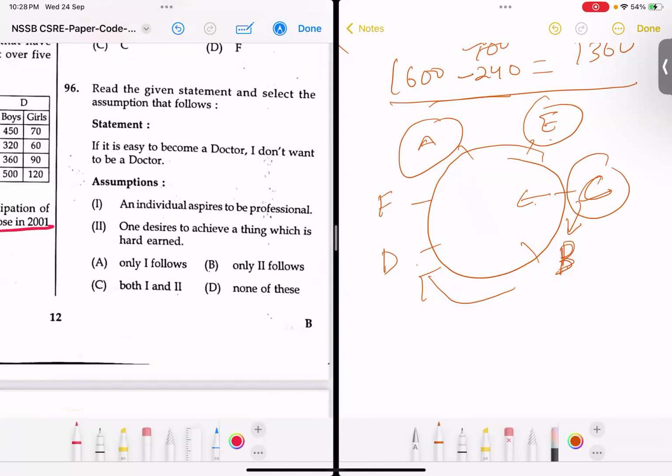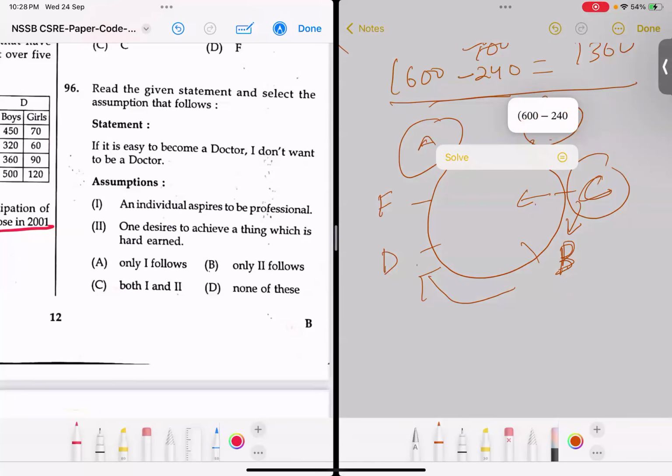Here we have a given statement. Read the given statement and select the assumption that follows. It says that if it is easy to become a doctor, I don't want to be a doctor. So the person here is saying that if becoming a doctor is very easy, he will never become a doctor, okay? He doesn't want to become a doctor. So from this statement, we have two assumptions. It says that an individual aspires to be professional and one desires to achieve a thing which is hard-earned.